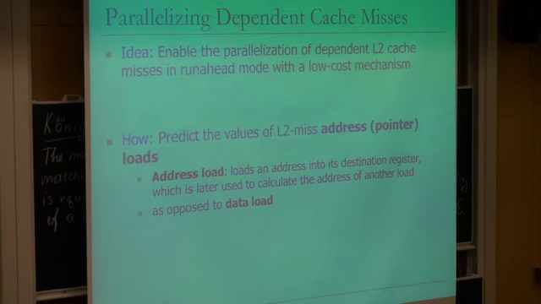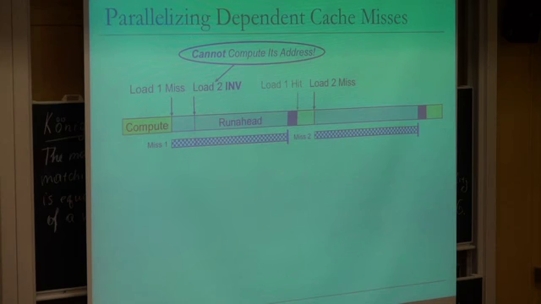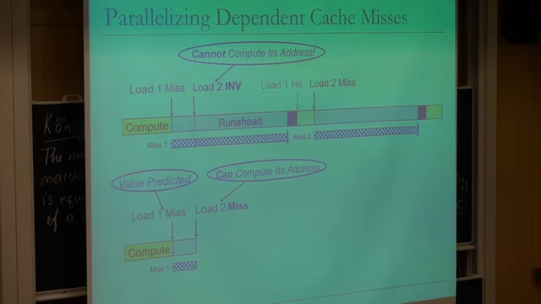I'm not going to go into detail, but you can design a selective value prediction mechanism that predicts the values of these pointer loads. And you can read this paper to do that. So why is that good? Well, if you value predict this load 1 miss, now load 2 can execute. And if your prediction is right, it can compute its address and generate its miss. Now we can parallelize these two misses.